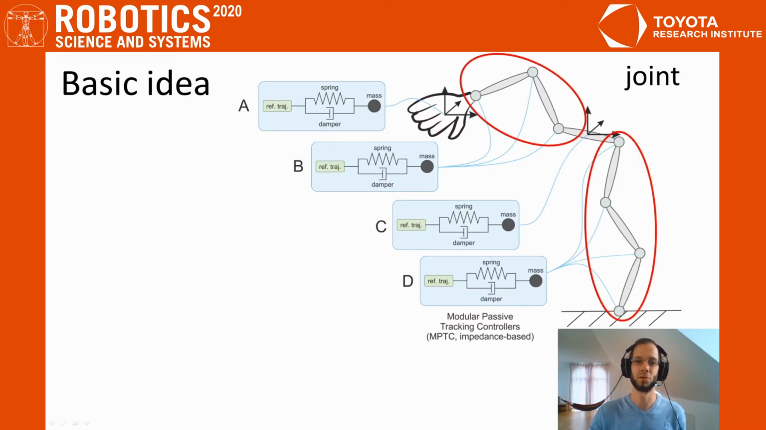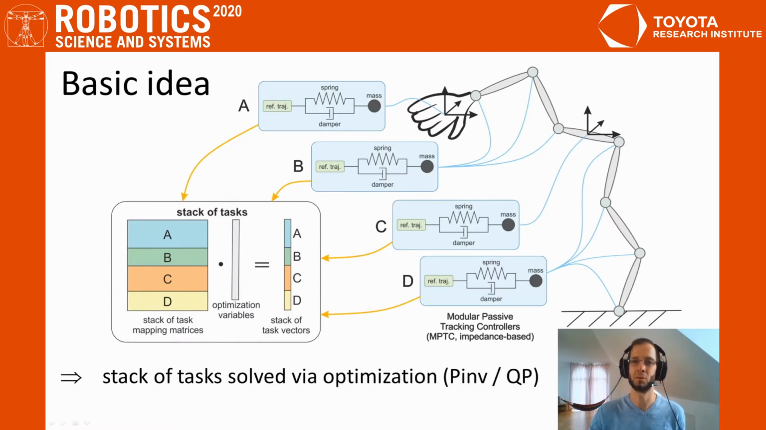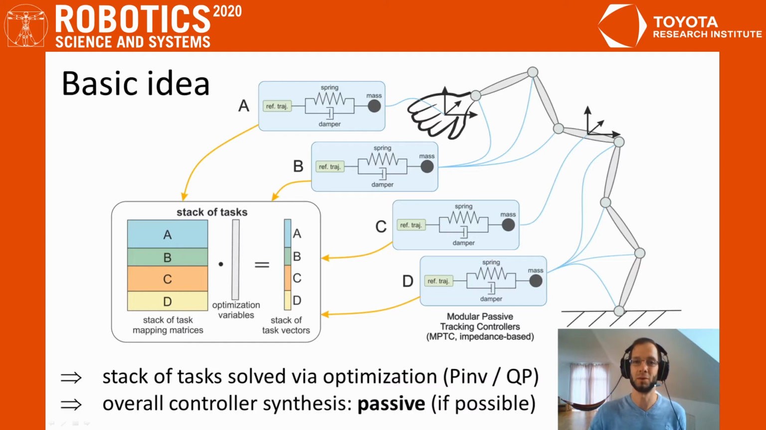Now the different control objectives are combined into a stack of tasks, which is basically a mapping from the optimization variables via the stack of task mapping matrices to the stack of task vectors. Now the stack of tasks is solved via an optimization. So, for example, using a pseudo-inverse or a quadratic program. And the most critical point is that the overall controller synthesis is passive, if possible at all.